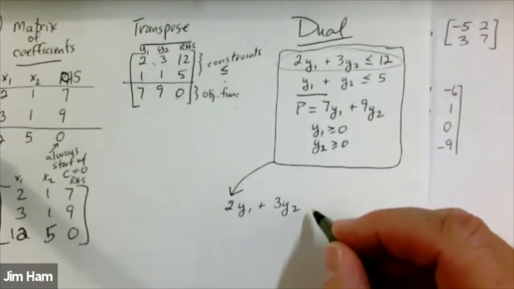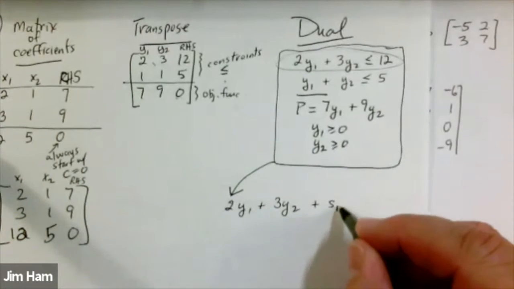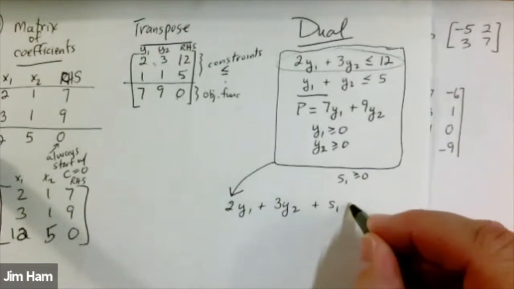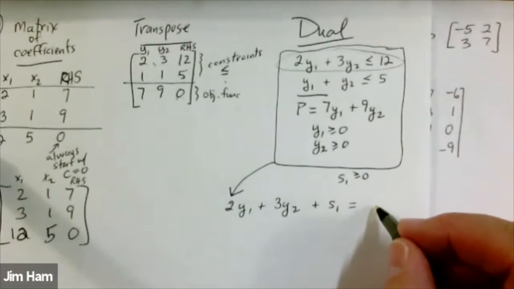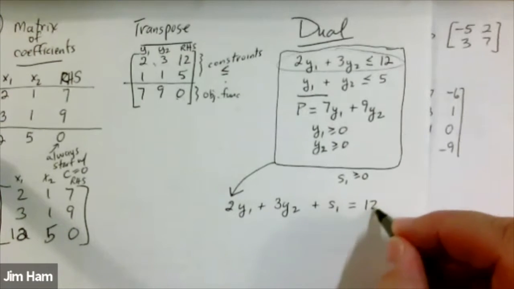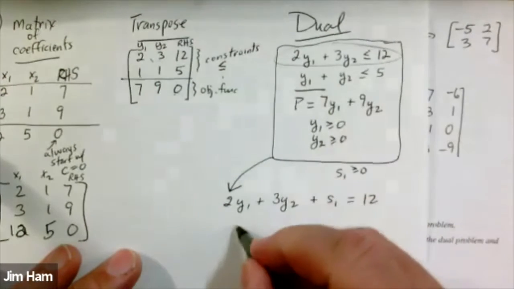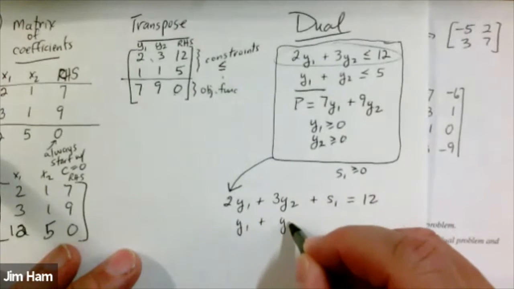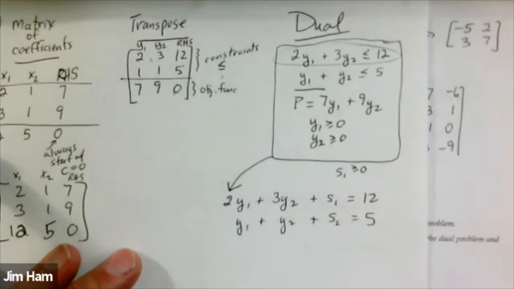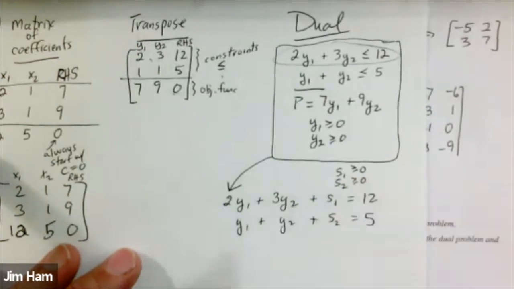If 2y1 plus 3y2 is less than 12, then we can add a non-negative number for which 2y1 plus 3y2 plus that positive number is equal to 12. In the next constraint, y1 plus y2 is less than 5, so if we add something to it, it'll bring it up equal to 5. S2 is also non-negative.